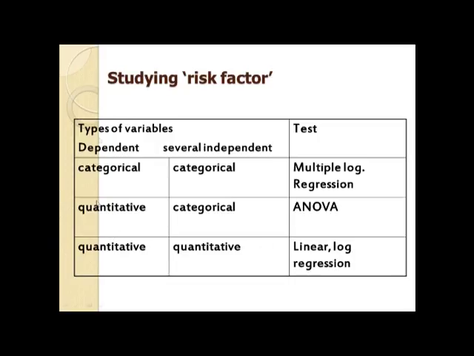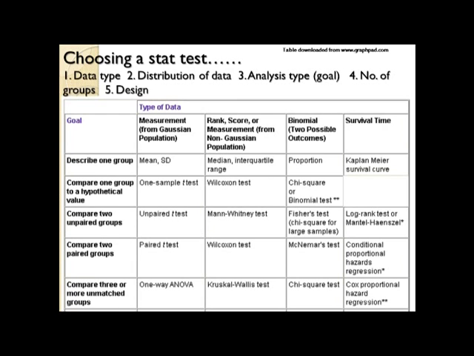Lastly, if we are studying the risk factor, for example, if you are talking of doing a study between smoking and lung cancer, and you also want to check whether smoking is associated with pancreatic cancer. So in that case, you have one risk factor, that is smoking, and you have several dependent factors, that is lung cancer and pancreatic cancer. So if you have categorical dependent and categorical independent, you can use multiple logistic regression.